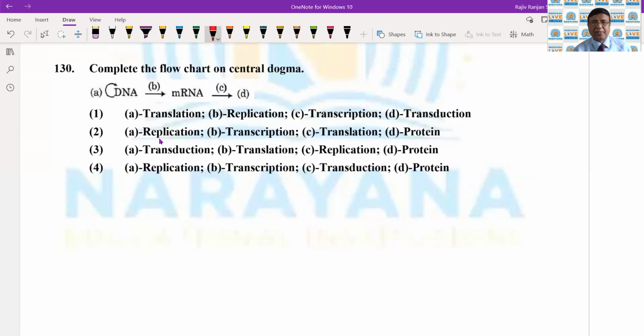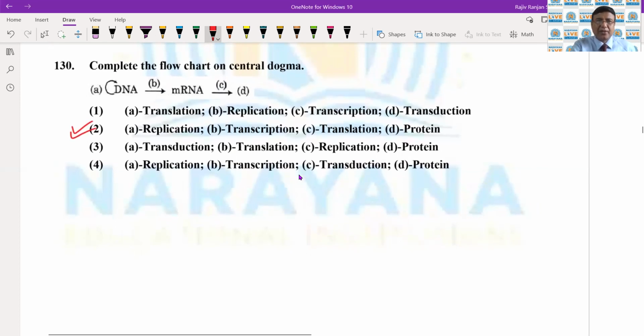So we have got 2 options in which replication is starting. The second one is the transcription. So both 2 and 4 have got the transcription as B. Now the third one is translation. Now here, it is the second option that contains translation, whereas the fourth option is transduction, which is not actually the process involved here. And the fourth one is protein. So therefore, the correct option is 2. Replication, transcription, translation, and protein. Transduction is actually the transfer of a part of the genome of bacteria from one bacteria to the other bacteria by some temperate phage virus. So the option 2 is correct, whereas option 4 is wrong.